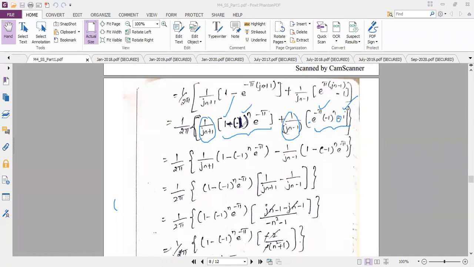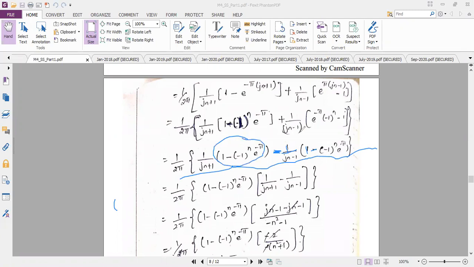So what I will do, I will try to make both the terms same by taking minus outside in the second term. So if I take minus outside in the second term, just see whether what I have written is correct or not. I'm just showing you here. So that minus sign I am taking outside. So minus 1 divided by jn minus 1. And here it is 1 minus of minus 1 power n e power minus pi. Is it correct up to this? Yes, ma'am.